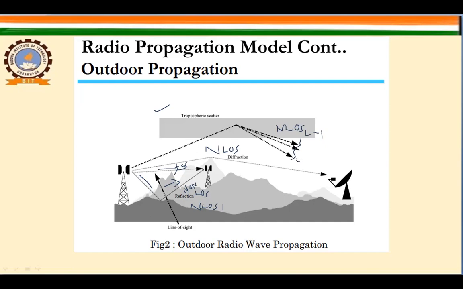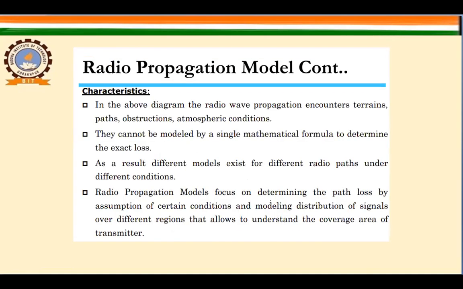This is L minus one started from the eye. So such type of radio waves propagation is called outdoor radio propagation. Now move towards our next slide.